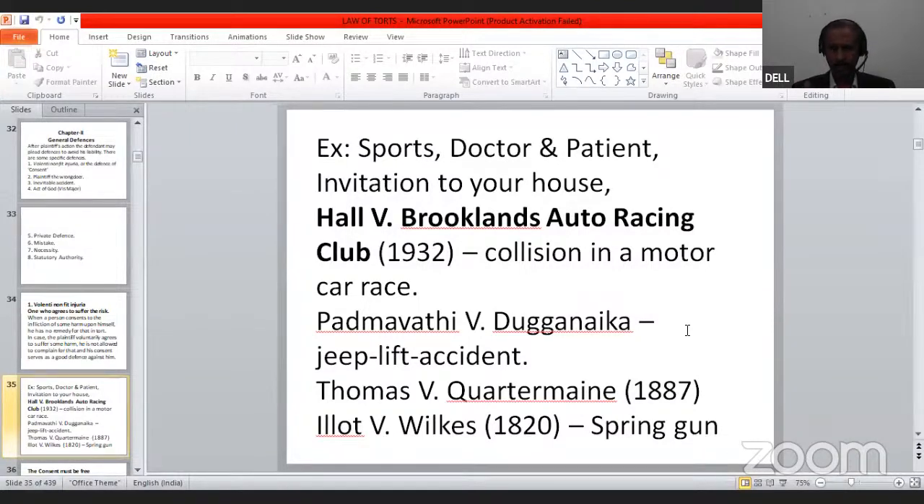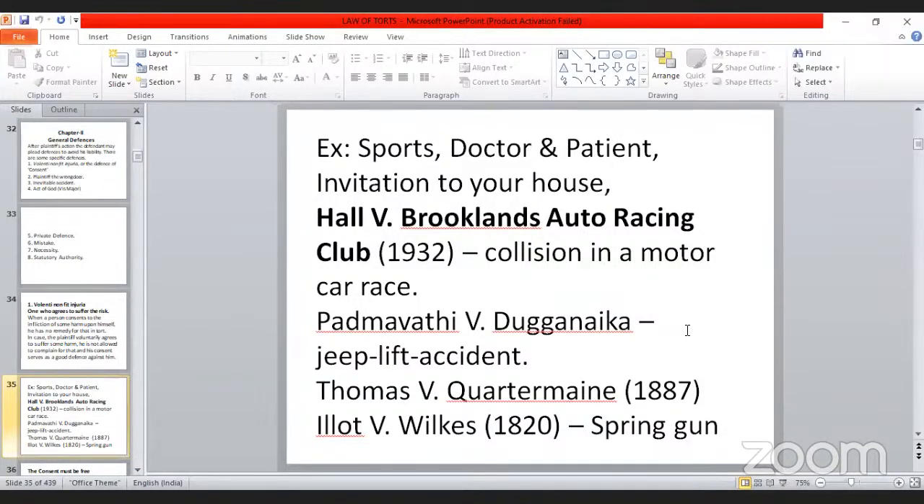But the presumption in this case is, when they applied volenti non fit injuria, that the owner himself is taking the jeep to a petrol bunk. This is what I'm saying. My interpretation was vicarious liability. Yes, sir. Yes, sir.